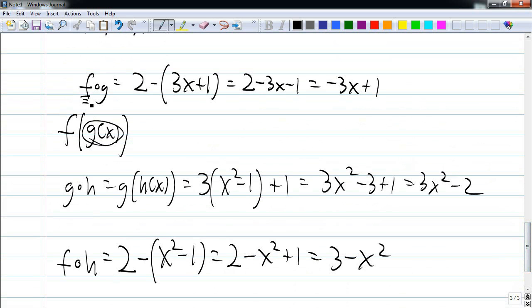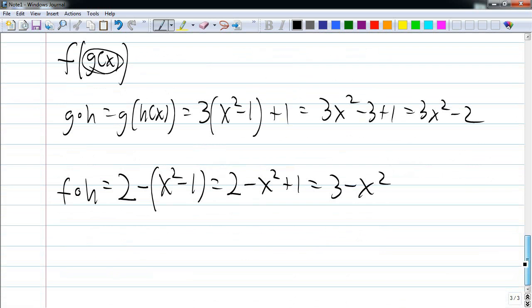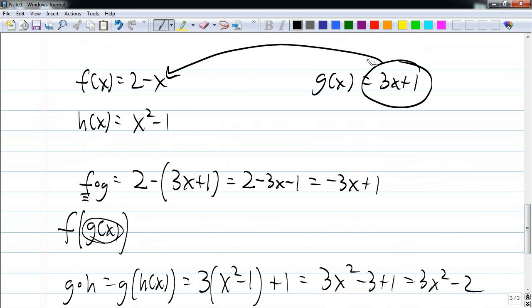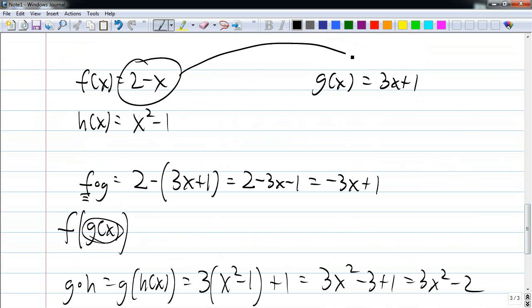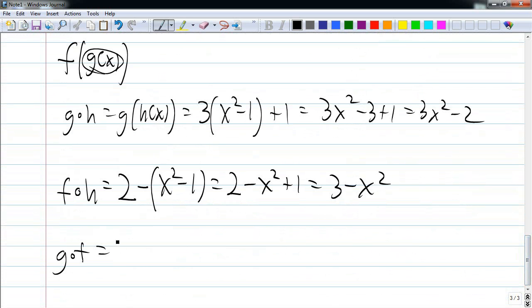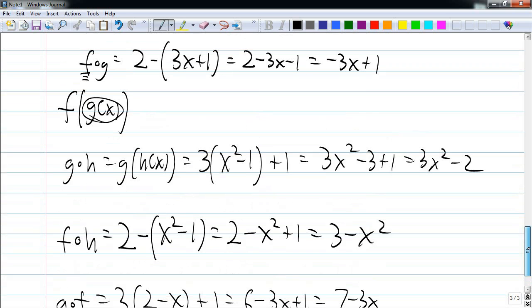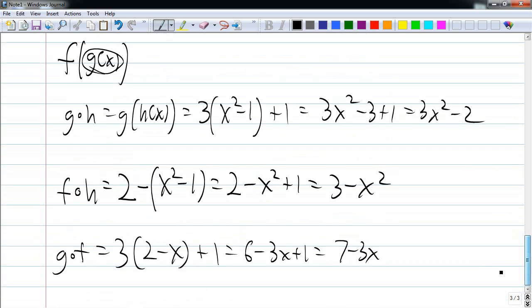Let's recall that f composed with g was negative 3x plus 1. If I compose g with f, if I reverse the order of the composition, then I am taking g, and instead of x, I'm going to put f into g as x. So I'm going to get 3 times 2 minus x, plus 1. This is going to give me 6 minus 3x plus 1, or 7 minus 3x. Notice that the order of composition matters. Composition is not commutative. If I compose f with g, I get one answer. If I compose g with f, I get a different answer, because the order in which the functions act is important. Okay?